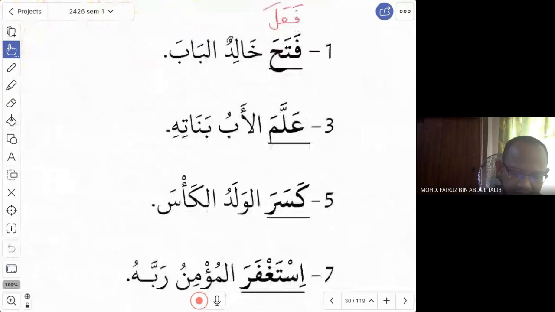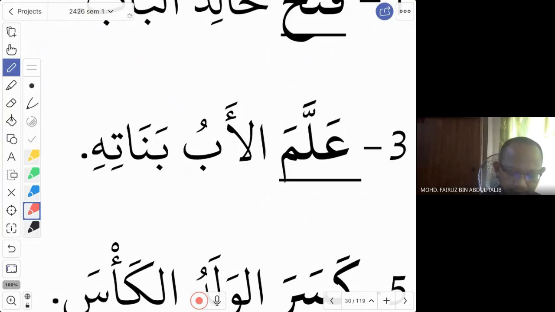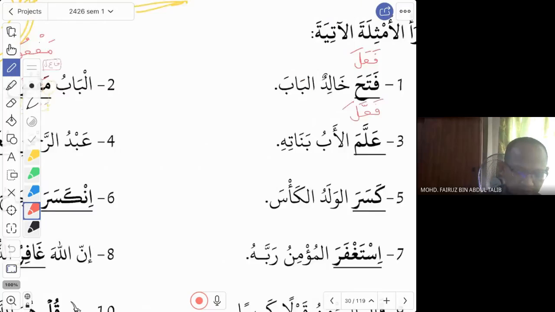Number 3. Allama al-abu banatihi. The father, allama means to teach. So he taught his daughter. The father taught his daughter. What is the wazan for allama? This is easy because you have learned this. Allama, the wazan is? Fa'ala. Okay, done. This is for fi'il, and we can do this quickly. Yes, good.